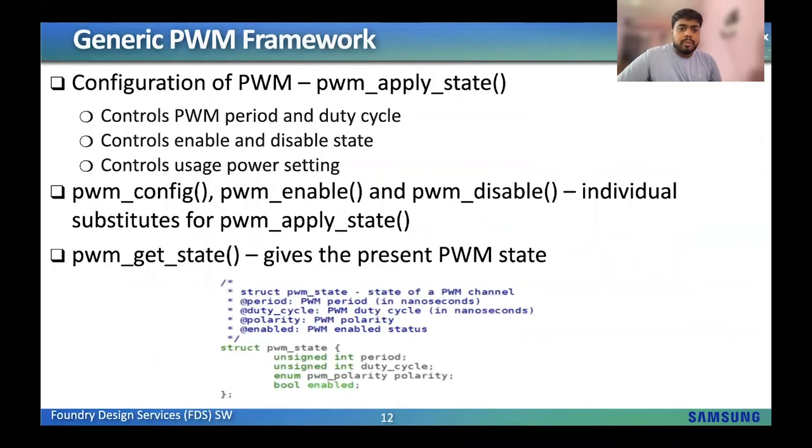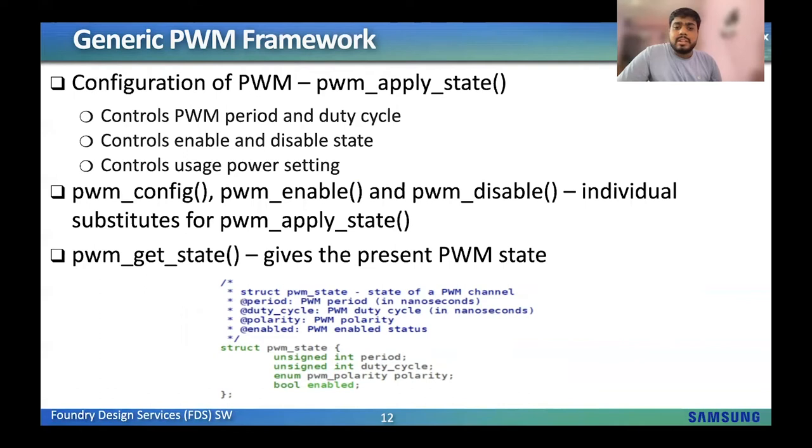Now we will see how to configure PWM state and what structures are used in that configuration. There's an API called pwm_apply_state. It helps in the configuration of PWM. It helps us configure the period and duty cycle and then control it. It also helps us control the enable and disable state of the PWM device. Also, it controls the usage of the power setting.